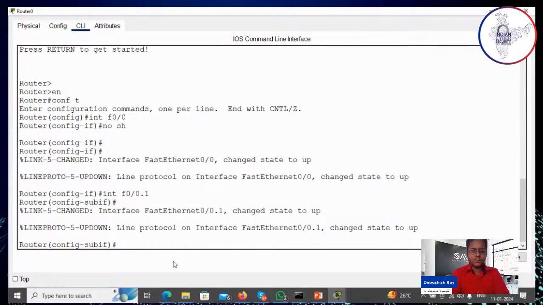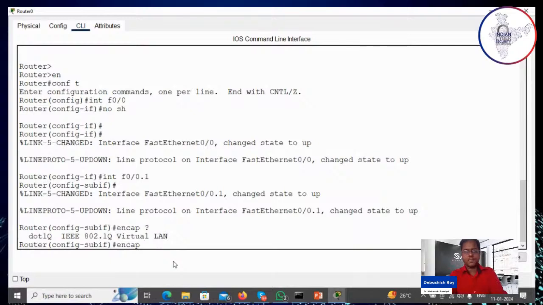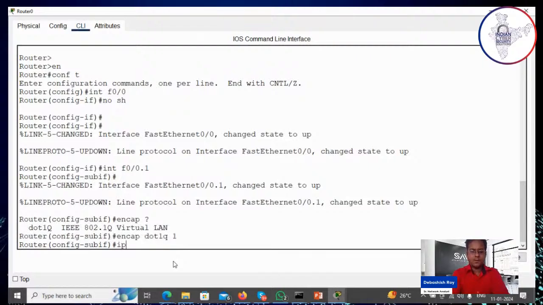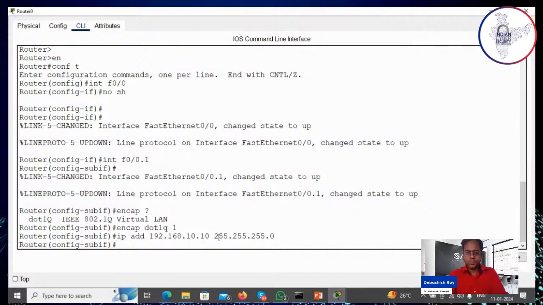So here you specify encapsulation first. What type of encapsulation does it take? It takes dot1q. So you give encapsulation dot1q and the sub-interface number 1, IP address, let's say 192.168.10.10, and the subnet mask. So this would be your router's IP, and the switch will send the traffic to this IP. The switch will communicate with the router, and the router with the switch, with this IP.